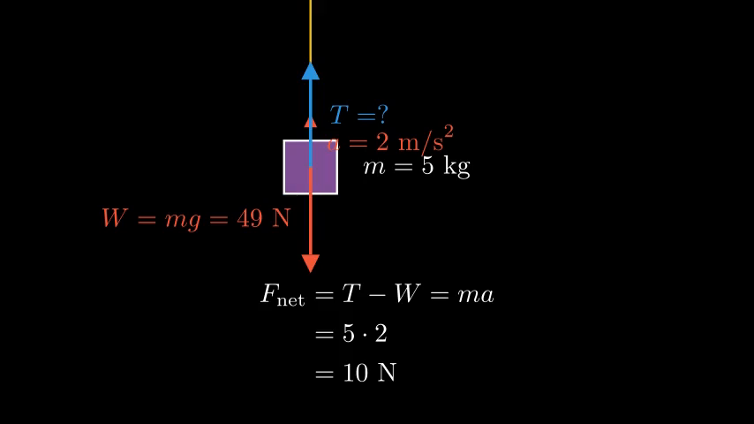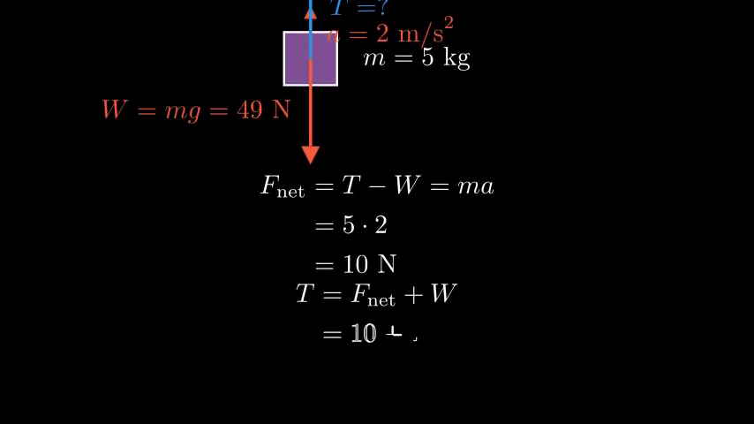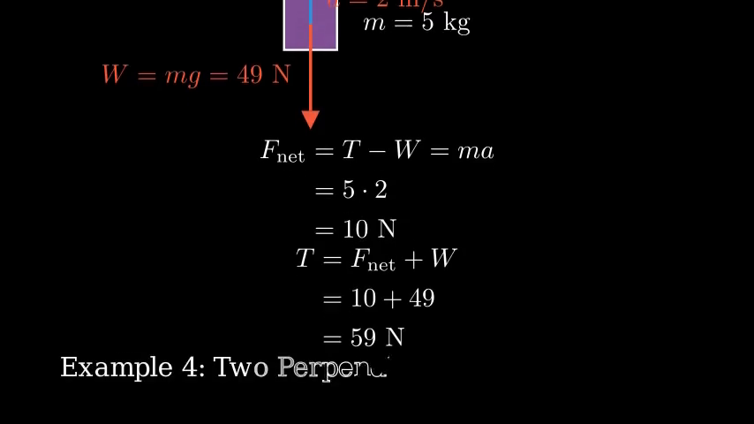Finally, we can solve for the tension. From our equation, tension equals net force plus weight. That's 10 plus 49, which equals 59 newtons. Notice that the tension is greater than the weight. This makes sense because the mass is accelerating upward, so the tension must overcome both the weight and provide the force needed for acceleration. Let's look at example 4.